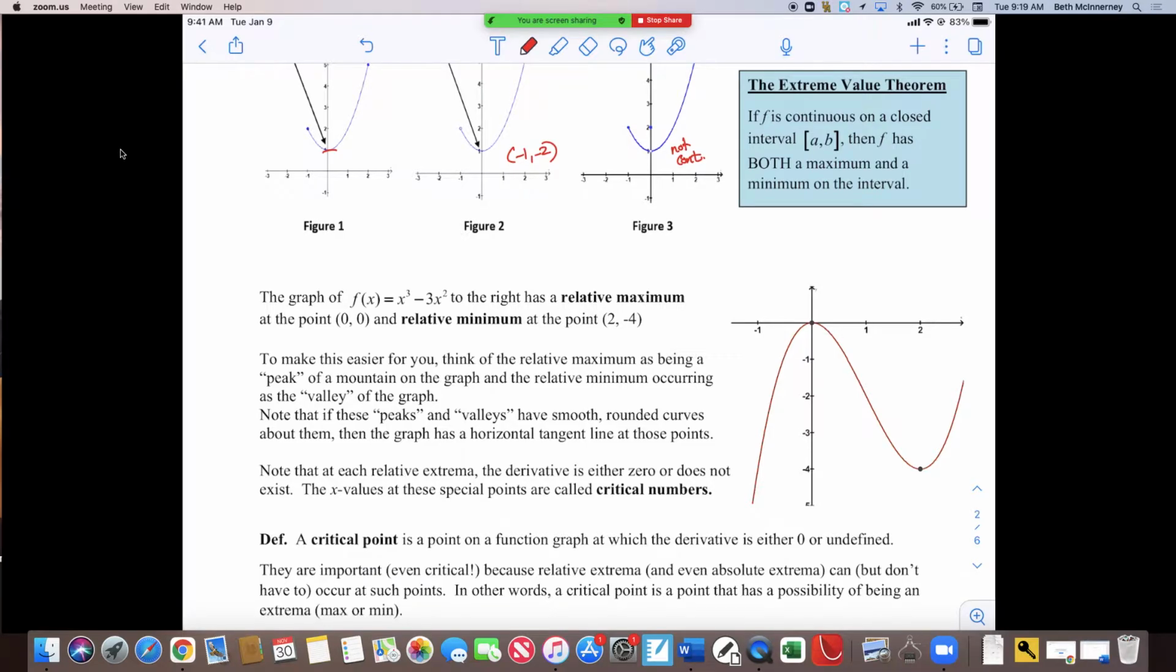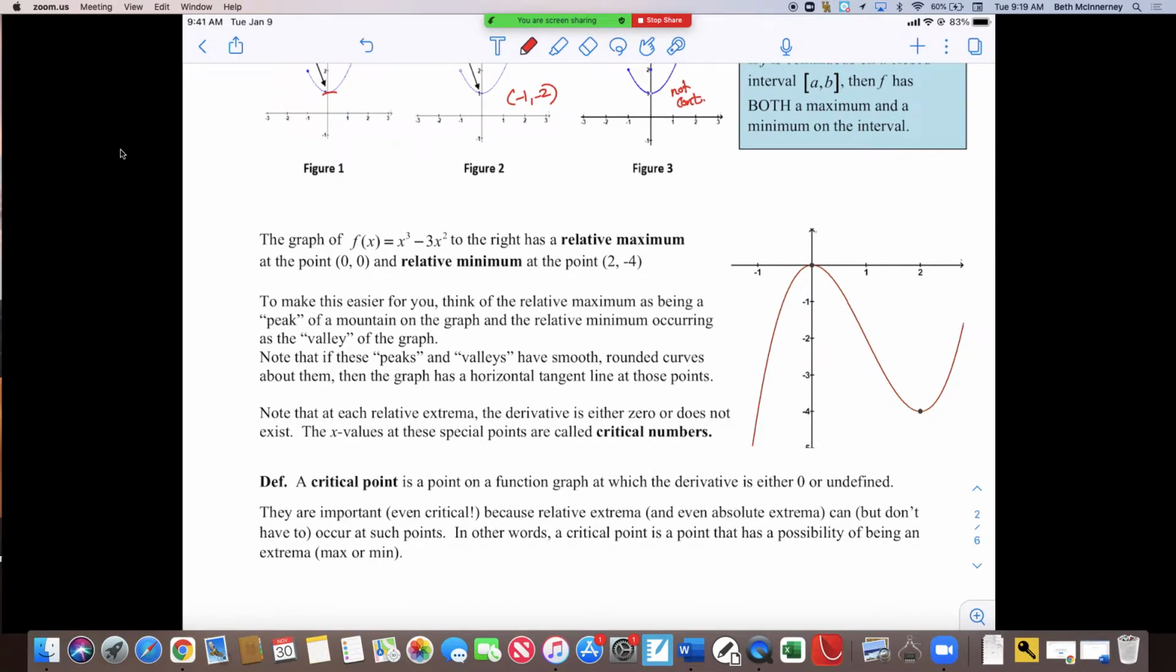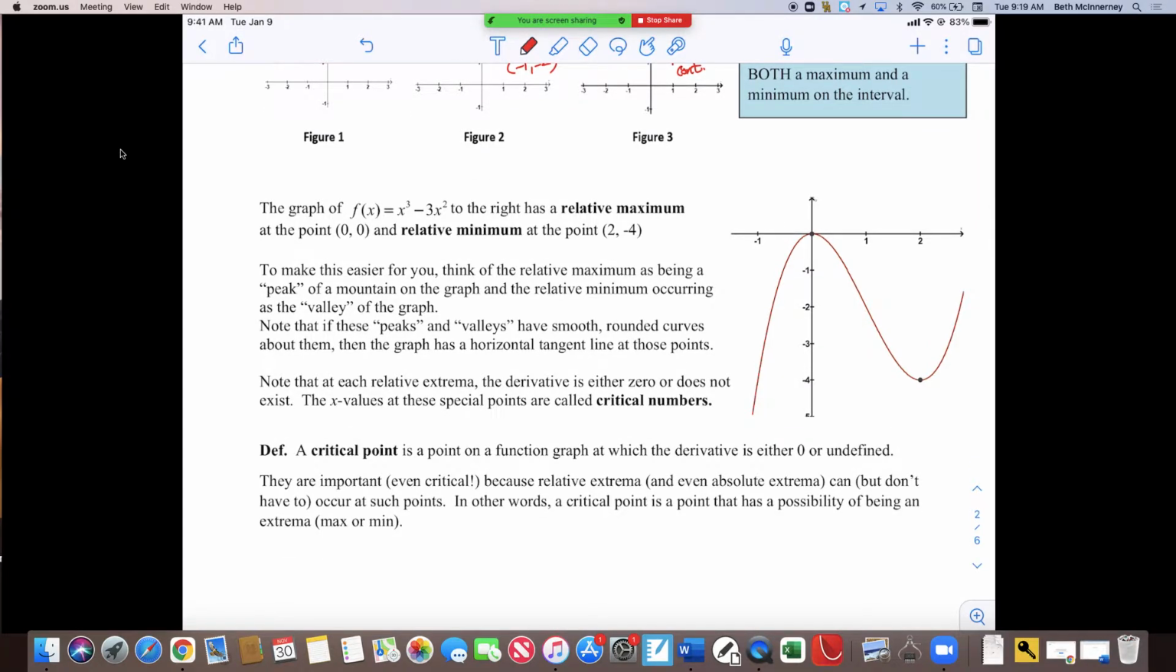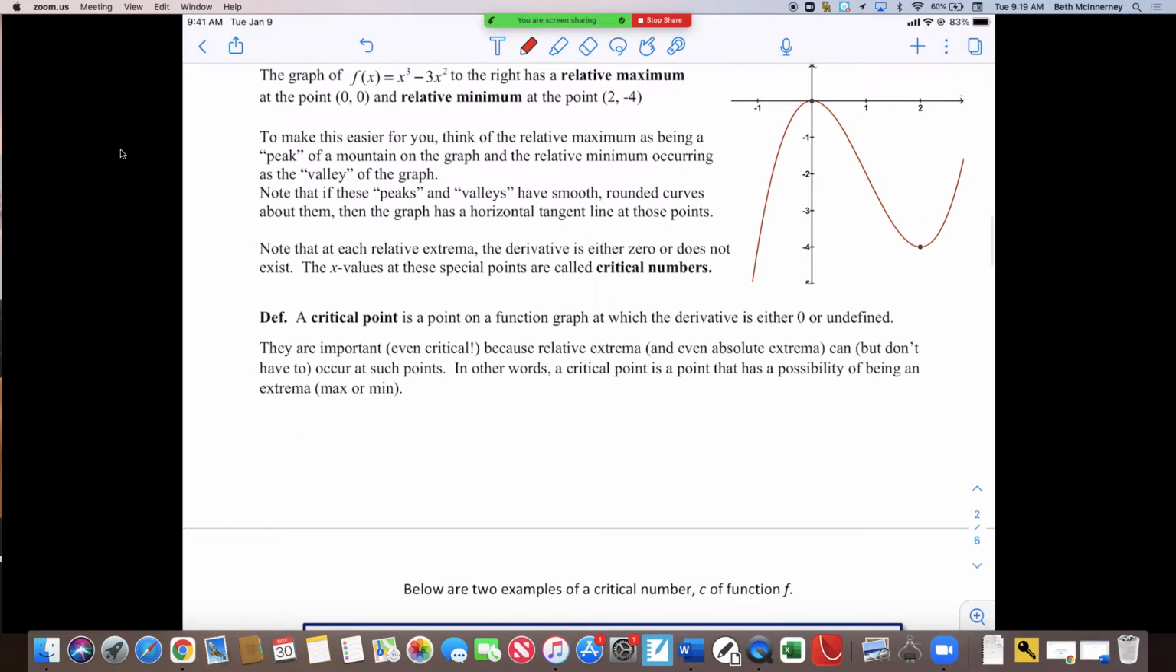Note that if these peaks and valleys have smooth, rounded curves about them, then the graph has a horizontal tangent line at those points. Note that at each relative extrema, the derivative is either 0 or does not exist. The x values at these special points are called critical numbers or critical points. I'm going to use that interchangeably, critical numbers or critical points. So a critical point is a point on a function graph at which the derivative is either 0 or undefined.